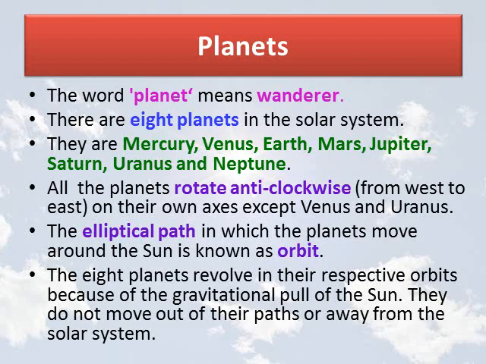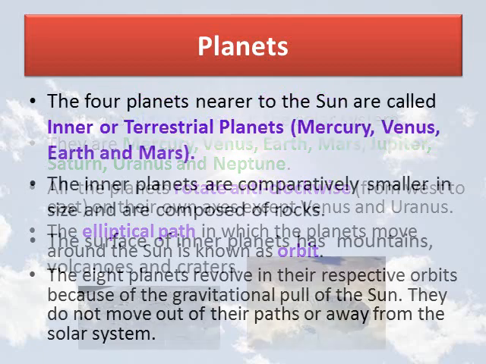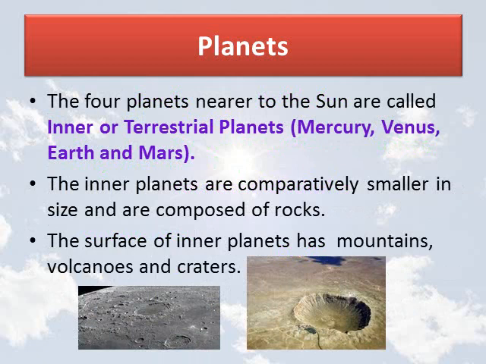Now let us learn about the types of planets. The 4 planets near to the sun are called the inner or the terrestrial planets. The first 4 planets which are nearer to the sun are called inner planets or terrestrial planets. And the planets are Mercury, Venus, Earth and Mars. They are called terrestrial. T-E-R-R-E-S-T-R-I-A-L. Terrestrial planets. Which are the terrestrial planets? They are Mercury, Venus, Earth and Mars.